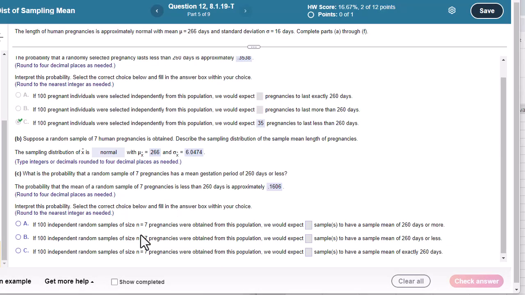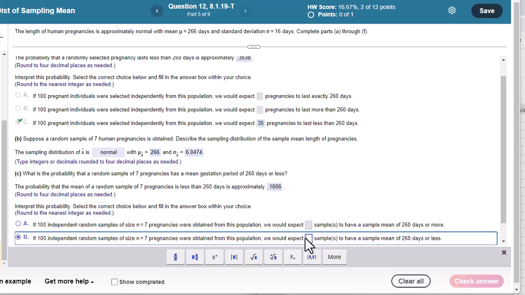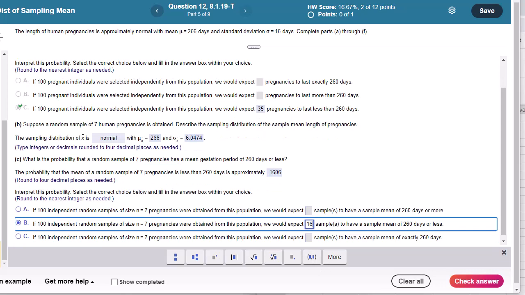So let's interpret this result. If 100 samples of size 7 were obtained from this population, we'd expect 16% of 100, which is 16. So about 16 samples would have a mean of 260 days or less.